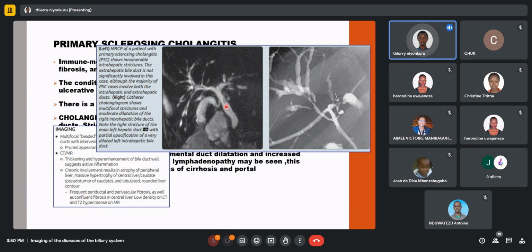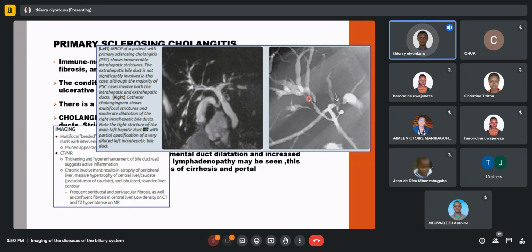So this is a patient who presented with the signs and symptoms of primary sclerosing cholangitis. These are due to repetitive inflammatory reaction in the intrahepatic or extrahepatic bile duct.